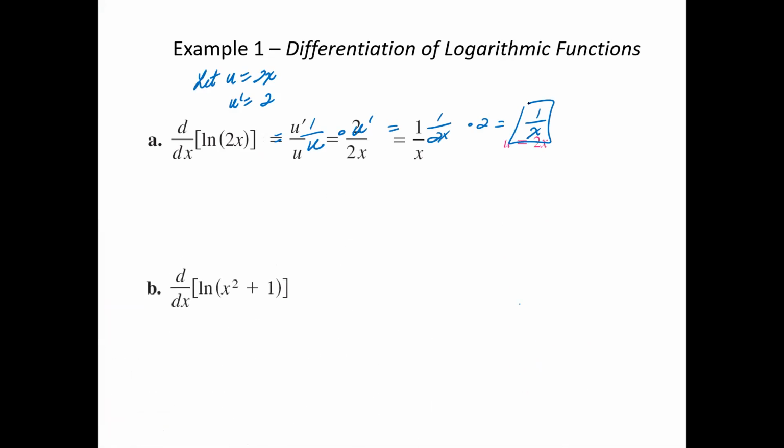Now let's take a look at the second part right here. Okay, pause the video and give this one a try. You're going to say let u be, inside the parentheses, x squared plus 1, u prime equals 2x. So what is the derivative of ln of x squared plus 1 going to equal?